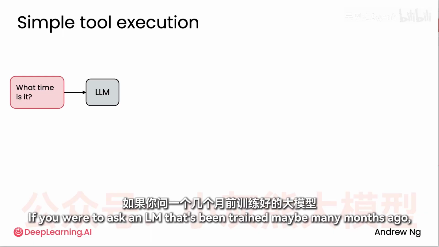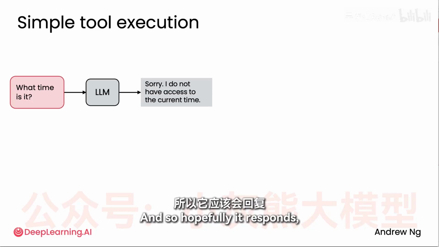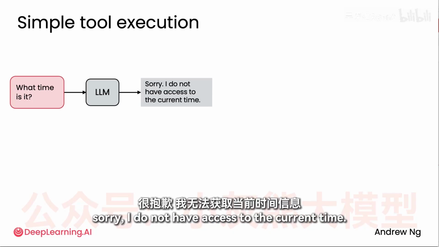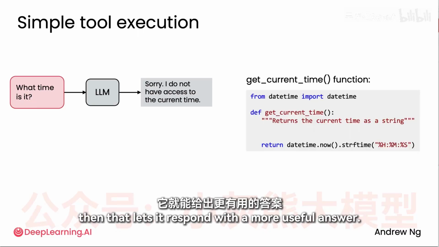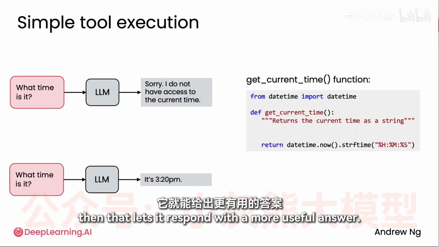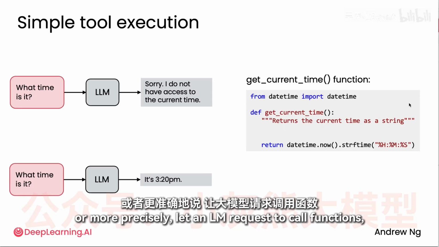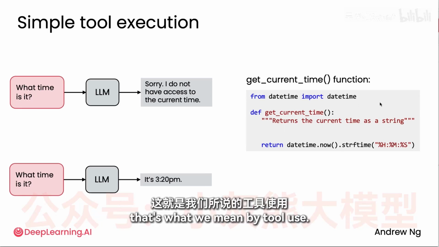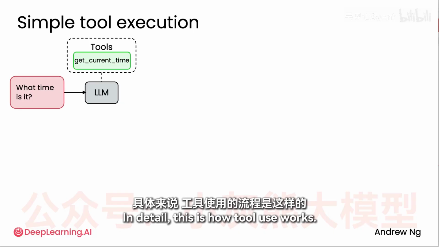Let's take a look. If you were to ask an LLM that's been trained maybe many months ago, what time is it right now? Well, that trained model does not know exactly what time it is, and so hopefully a response, sorry, I do not have access to the current time. But if you were to write a function and give the LLM access to this function, then that lets it respond with a more useful answer. When we let LLMs call functions, or more precisely, let an LLM request to call functions, that's what we mean by tool use, and the tools are just functions that we provide to the LLM that it can request to call.